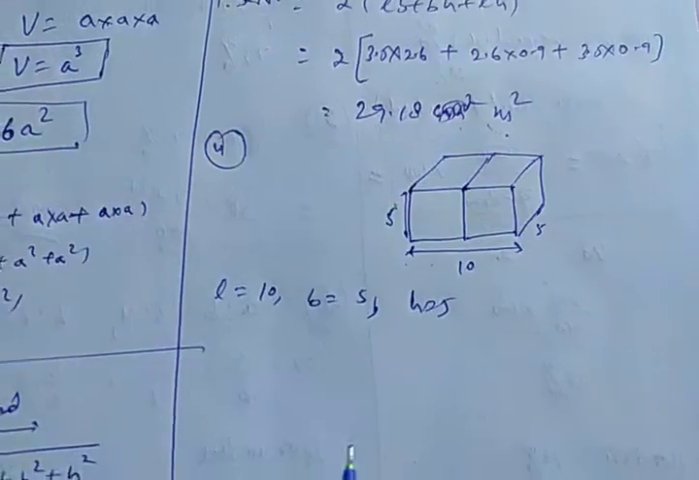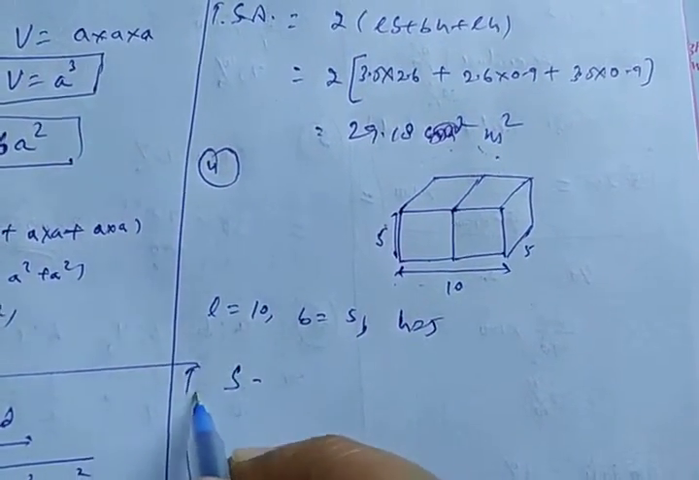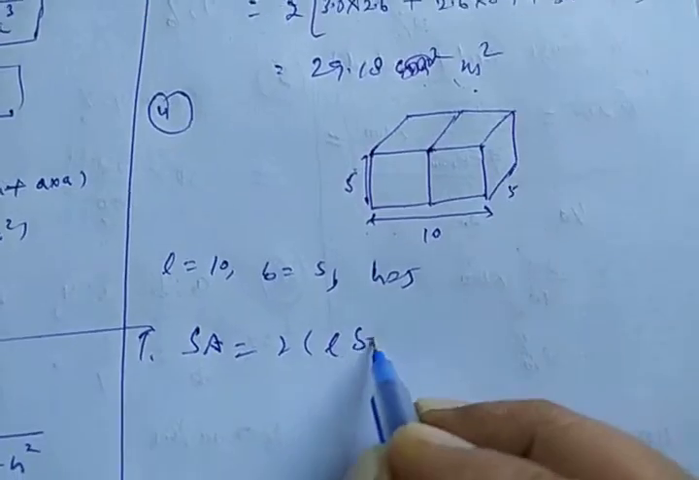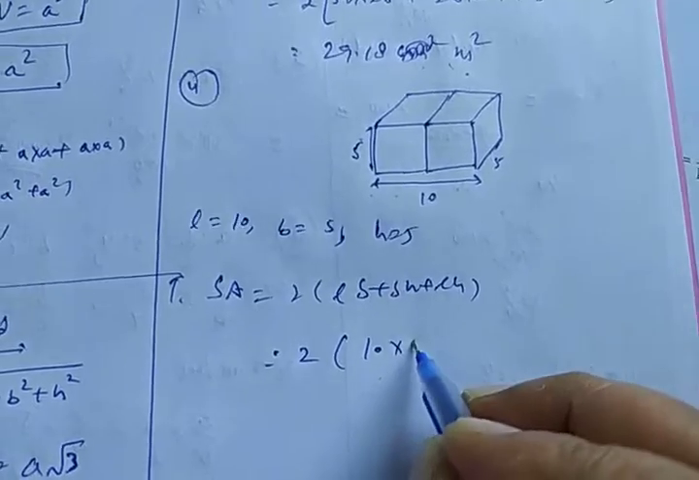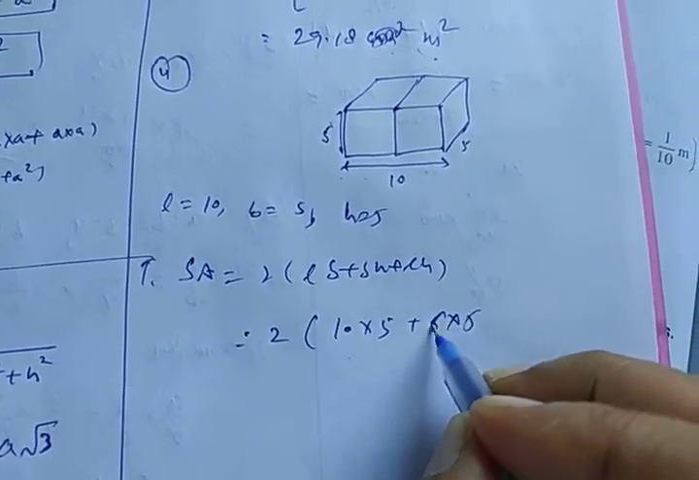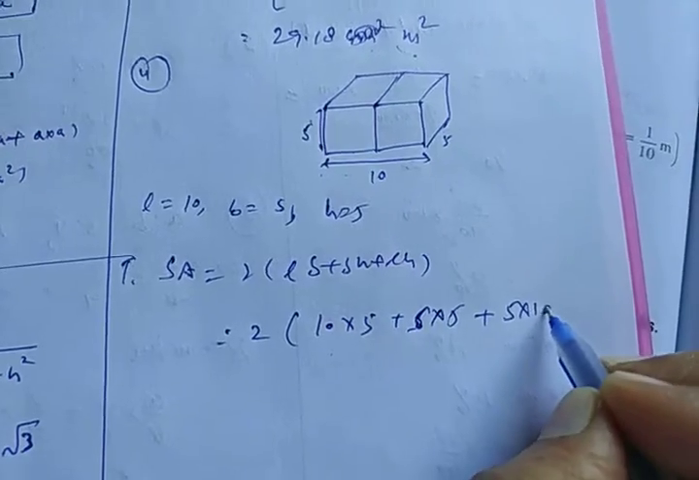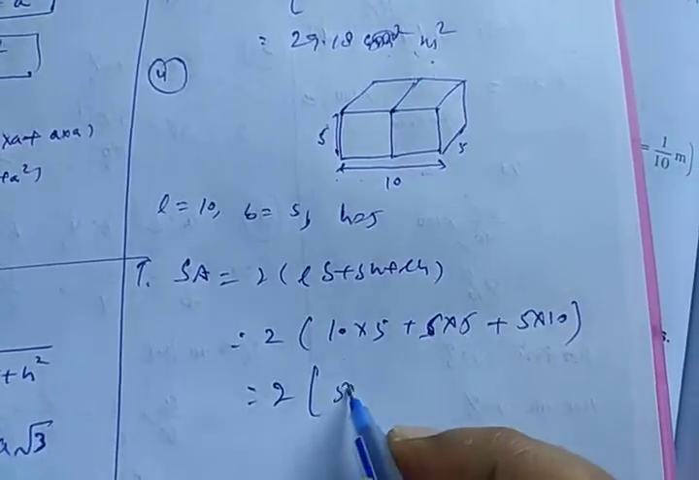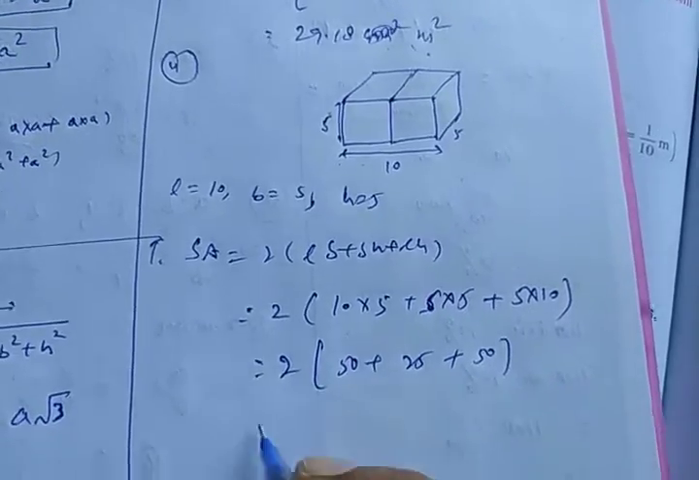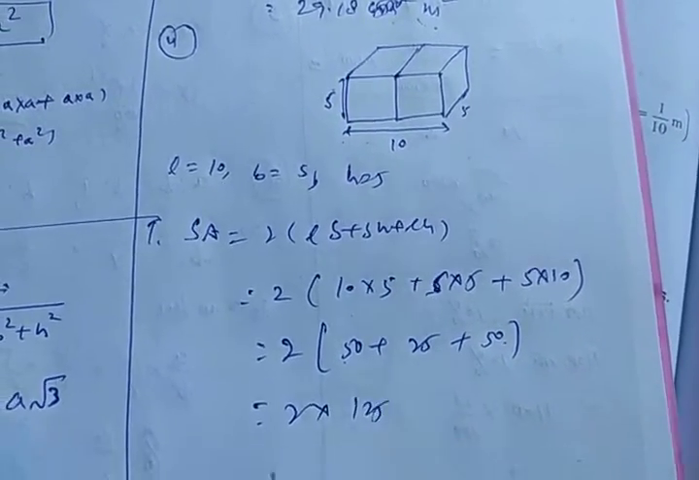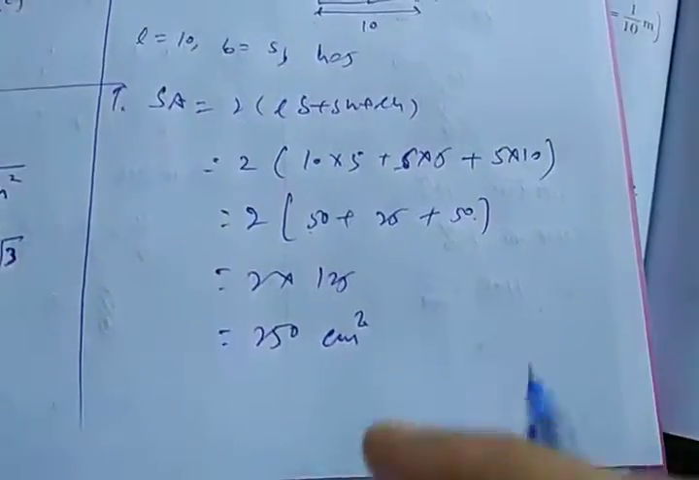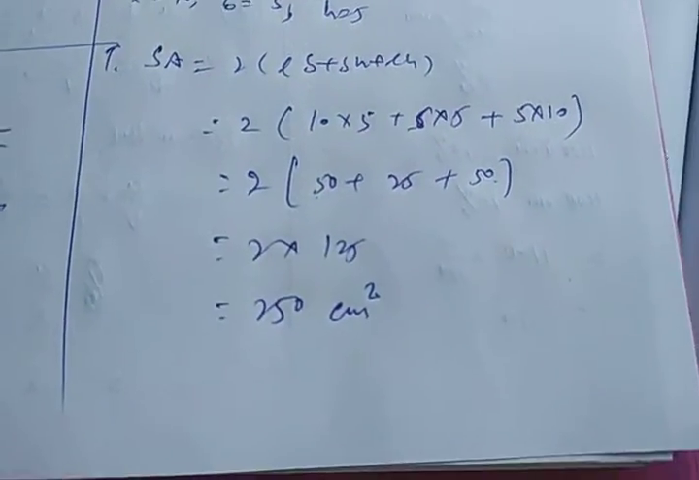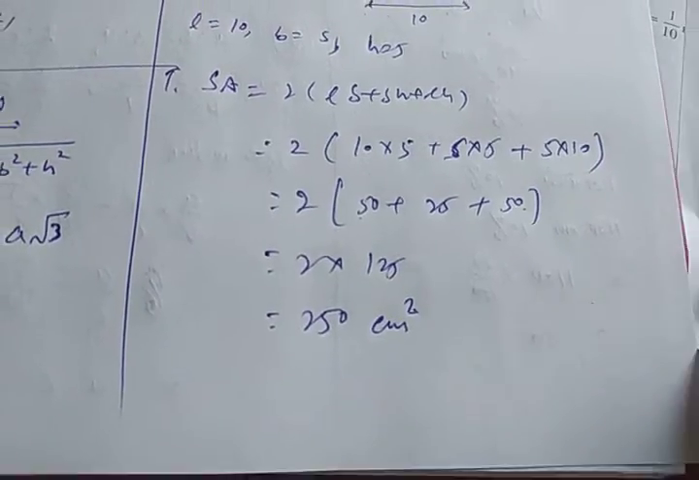Surface area of resultant cuboid means total surface area TSA is equal to 2 into (LB plus BH plus LH). 2 into LB means 10 into 5, BH means 5 into 5, plus 5 into 10. Now calculate: 50, 25 plus 50, 2 into this is 100 plus 125, 250 centimeter square. This answer is coming. Question number 4, 250 centimeter square. This is your answer.